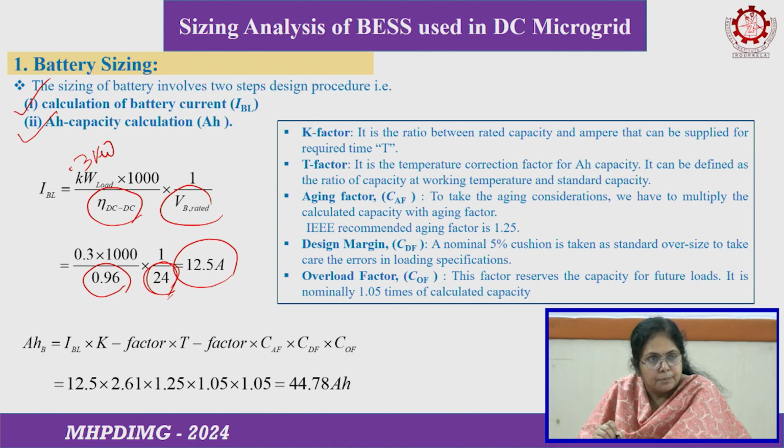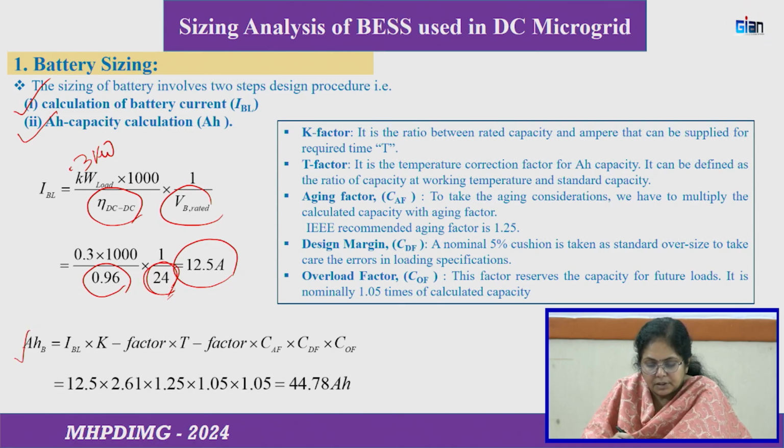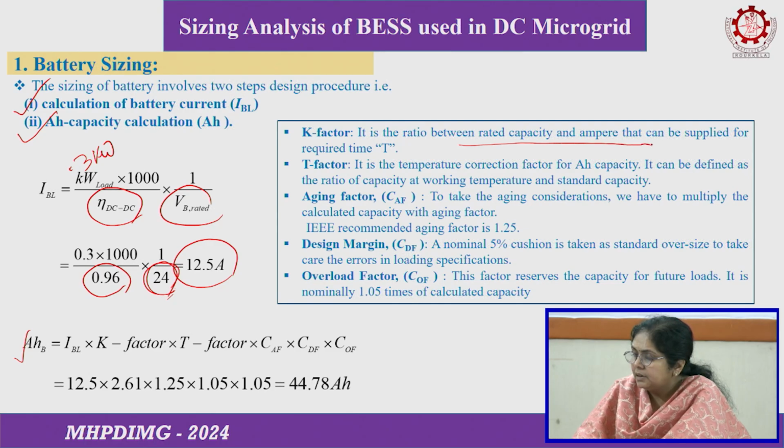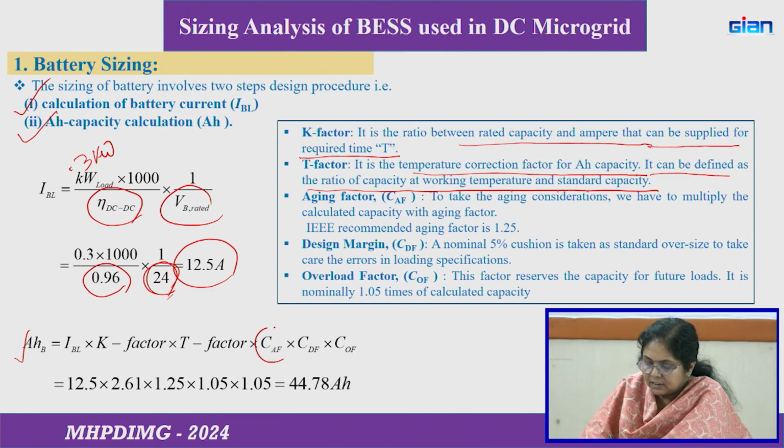So, what is the ampere hour capacity of the battery? The ampere hour capacity will be decided by the battery current rating times the K factor and the T factor. What is the K factor? It is the ratio between the rated capacity and the ampere that can be supplied for the required time, and that will be given by the manufacturer. The T factor is the temperature correction factor for ampere hour capacity, defined as the ratio of capacity at working temperature and standard capacity. Then the aging factor, the design margin and the overload factor.